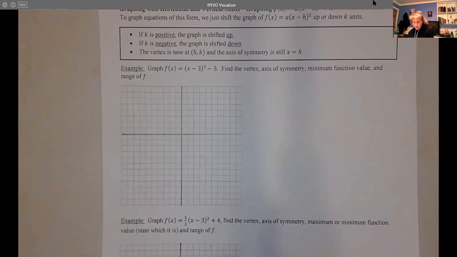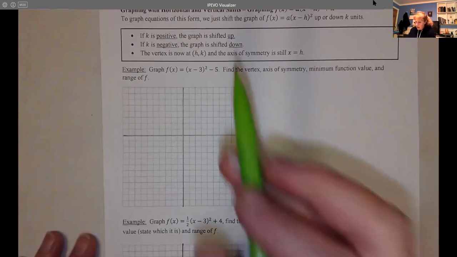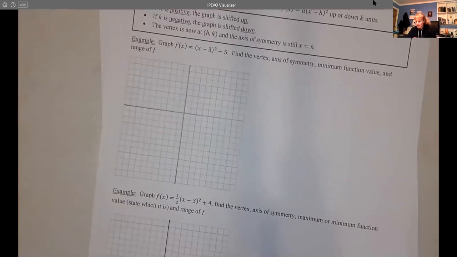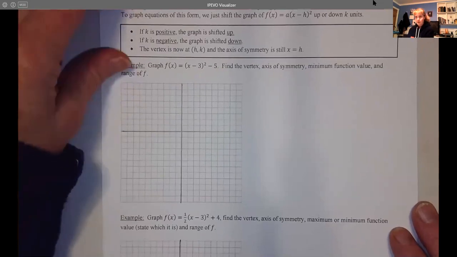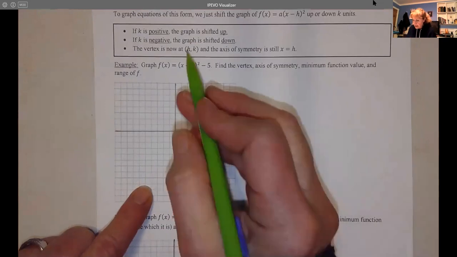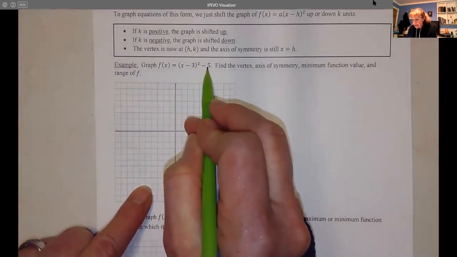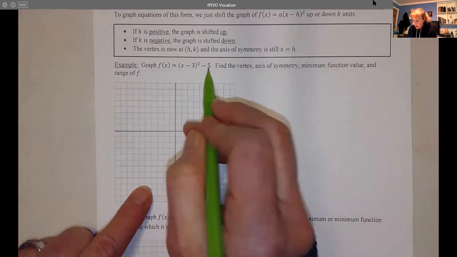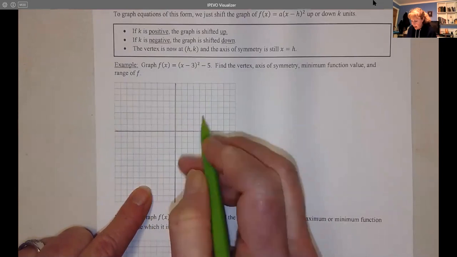Now let's put all of this together with a k, because we haven't really done this k in a while. We've got our vertex. Our vertex will be at a +3. We're going to go to the right 3 and down 5.